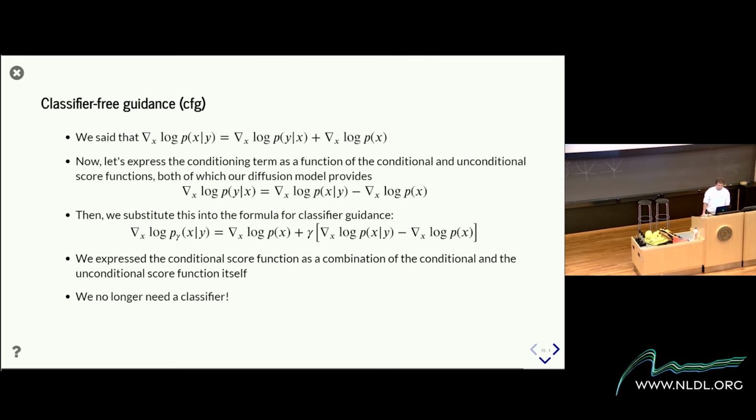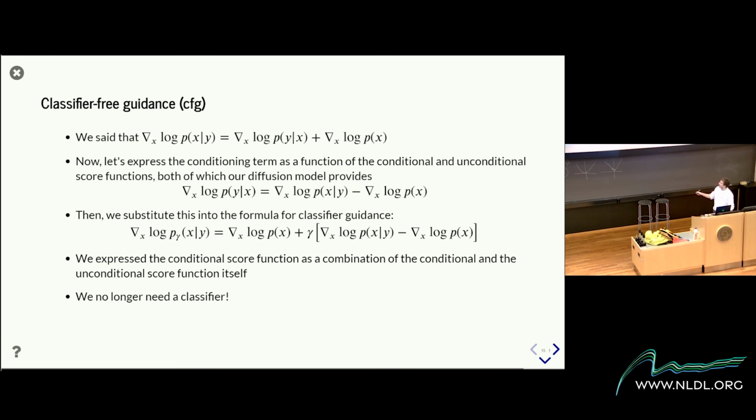Now we can express the conditioning term, this one, as a function of the conditional, something that is here, and the unconditional score function, okay? Both of which our diffusion, our generative model, is providing. So basically, we can just bring this on the left and this term here on the right, and we have this.